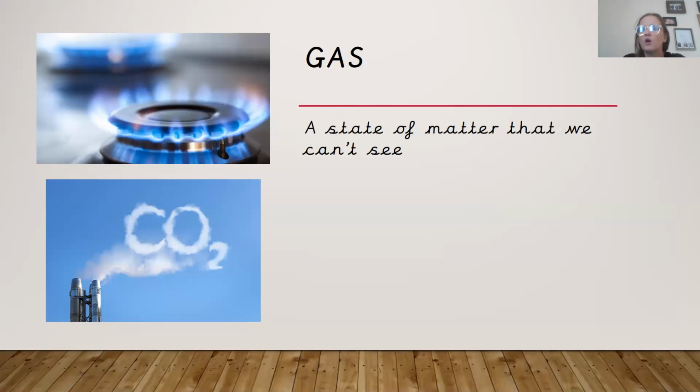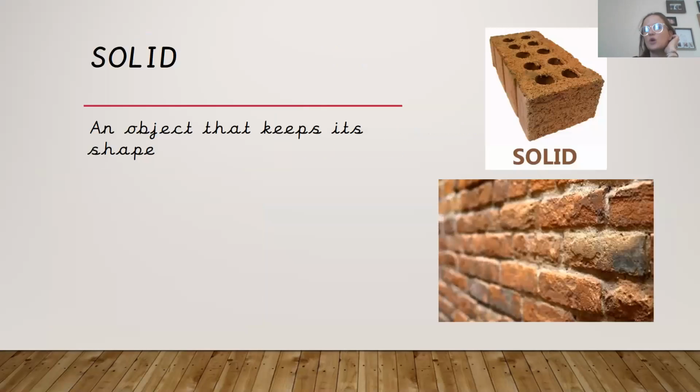A gas is a state of matter. It's something that we can't see. So things like gas on a stove, or gas in the air. So things like breathing out our carbon dioxide. Carbon dioxide is a gas, but obviously we can't see the carbon dioxide we're breathing in, breathing out, just like we can't see the oxygen that we're breathing in. Solid. So an object that keeps its shape is a solid object.